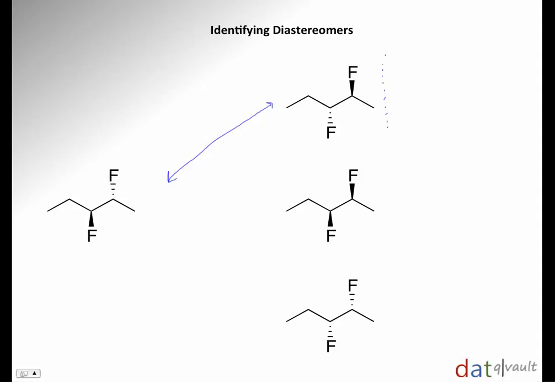And so to do that, we can actually just draw the mirror image of the compound. So if we draw the mirror image of this molecule, we find that this molecule, if we just flip it over, is actually this exact same molecule down here. So because of that, these 2 molecules are going to be enantiomers.